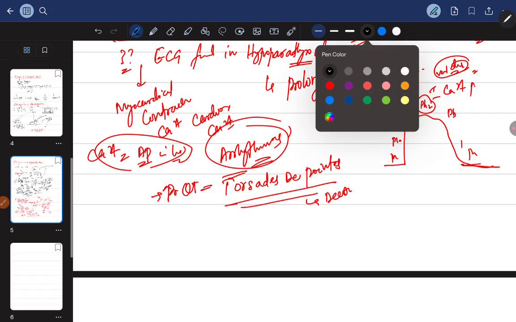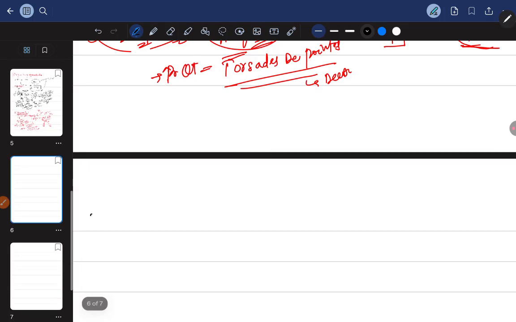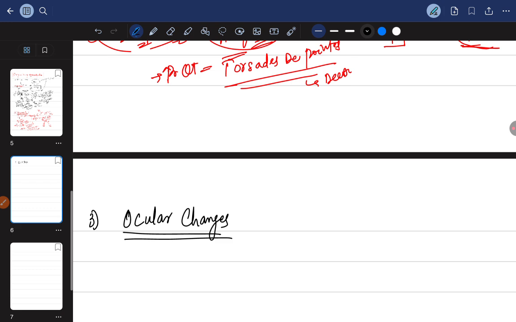There are a few more complications, like ocular changes. One of the ocular changes you can see is cataracts. In some cases of hypoparathyroidism, whenever there is chronic hypocalcemia, you see cataracts. So what ocular change can you see? Cataracts.